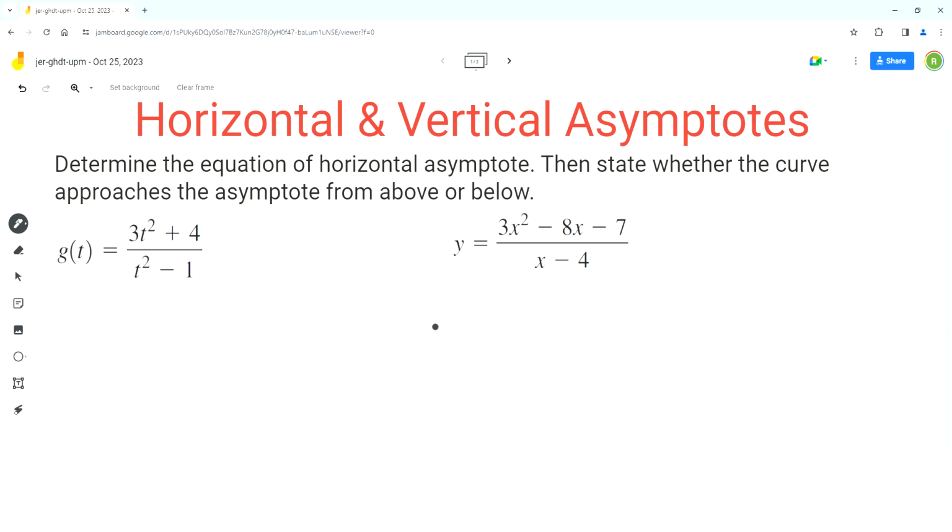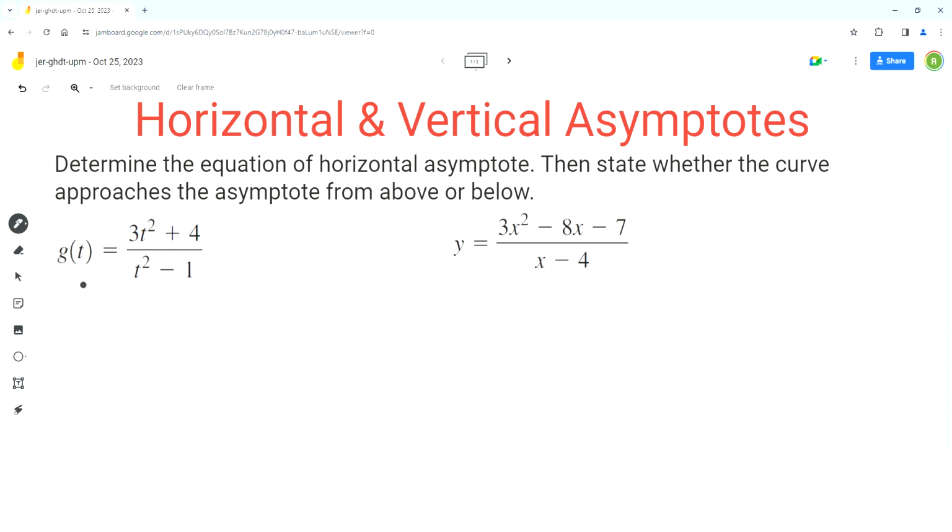So in this video, we'll solve this problem using the concepts of horizontal asymptote. As per the problem, determine the equation of the horizontal asymptote, then state whether the curve approaches the asymptote from above or below. So let's start with the function on the left side. G at t equals 3t squared plus 4 over t squared minus 1.